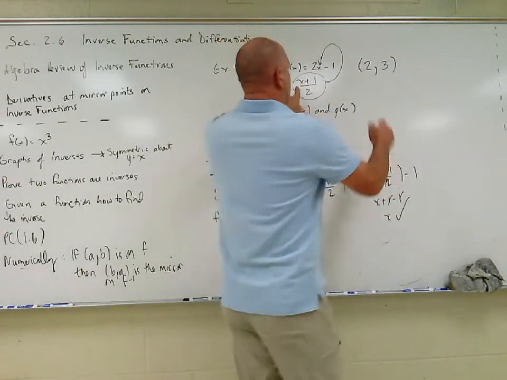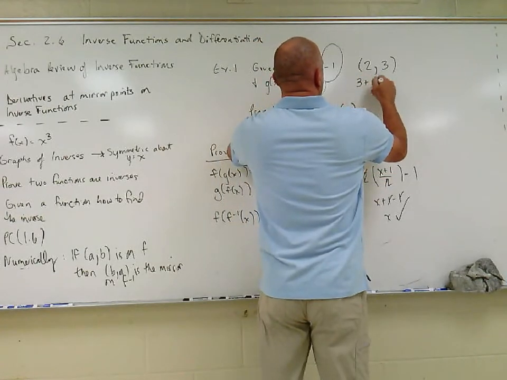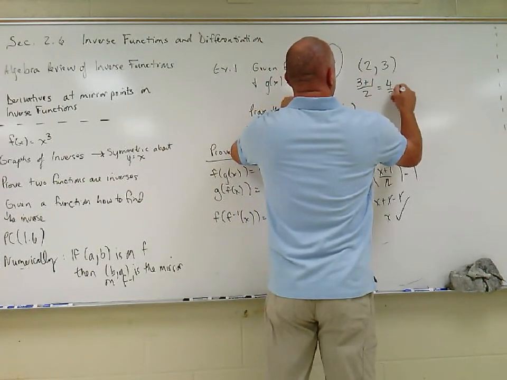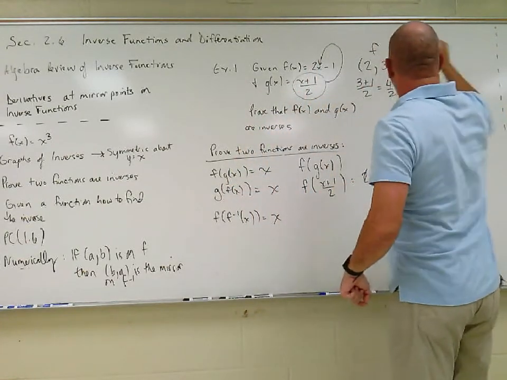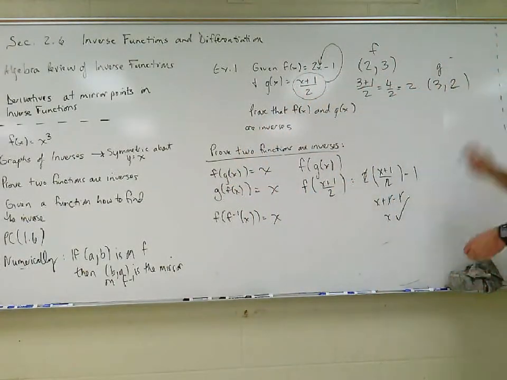(3, 2). So let's see, if I plug in a 3 here, (3 + 1)/2 is 4 over 2, which is 2. So yes, this is a point on f, this is a point on g, and we can see that we have that relationship, okay? All right. So this is how you prove.